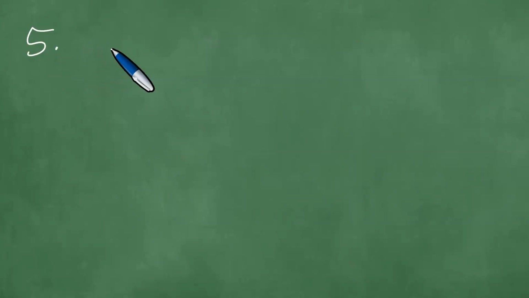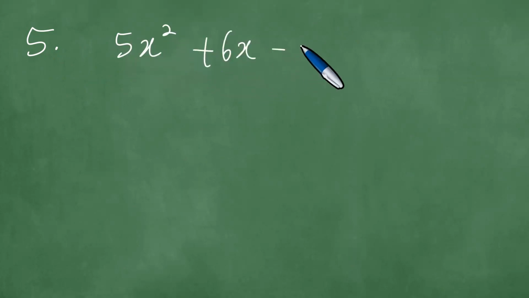What about if we give this particular question? 5x squared plus 6x minus 7 equals 0. What are the values of x here? Anyone?